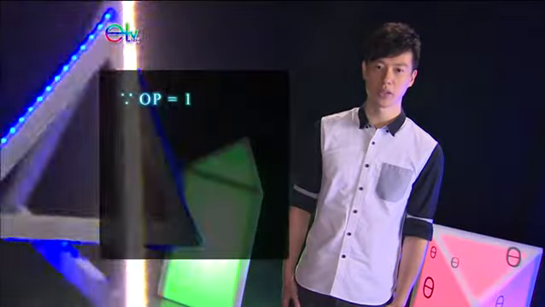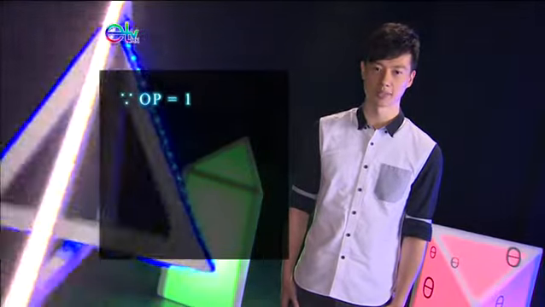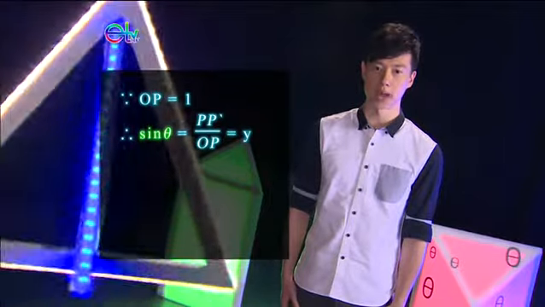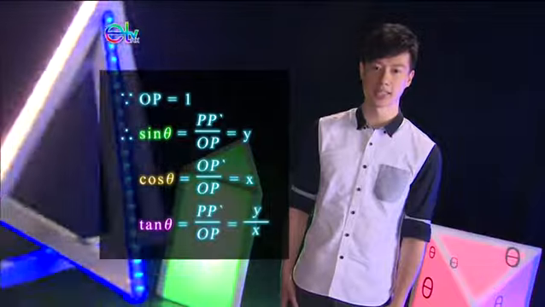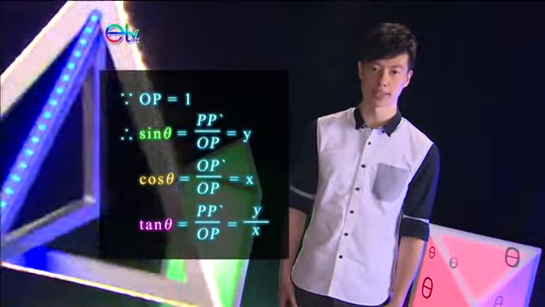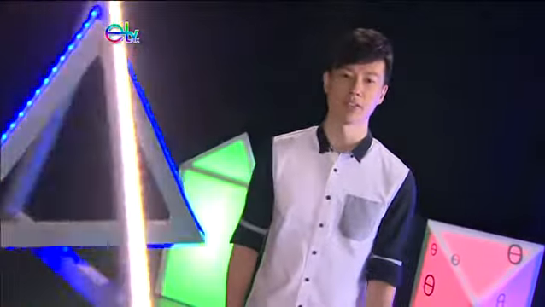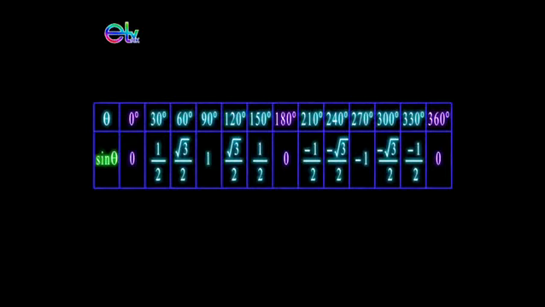In the unit circle, the radius is 1 unit. Sine theta is equal to y. Cosine theta is equal to x. Tangent theta is equal to y over x. Now let's investigate the graph of the sine function. This is the table of angle theta from 0 degrees to 360 degrees, and the various values of sine theta.